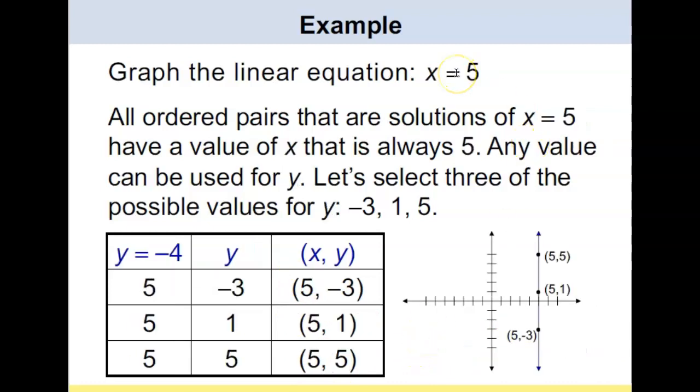X equals 5. Same thing. This time you have to pick some y's, but say x equals 5, y can be anything. Y is 2, y is 7, y is 9. Pick some things that are easy to plot. So pick x is 5, y is, in this case we pick -3. X is 5, y is 1. X is 5, y is 5. When you plot those 3 points, then you'll see this is the direction of the line. It crosses the x-axis at 5. It cuts through it at x equals 5, perpendicular to the x-axis.